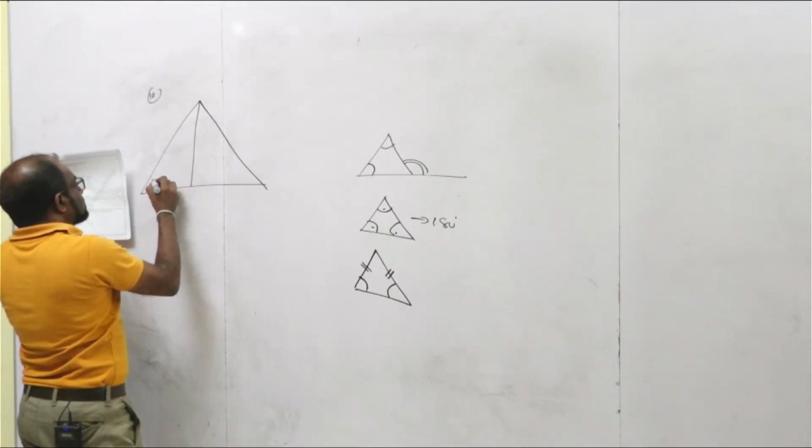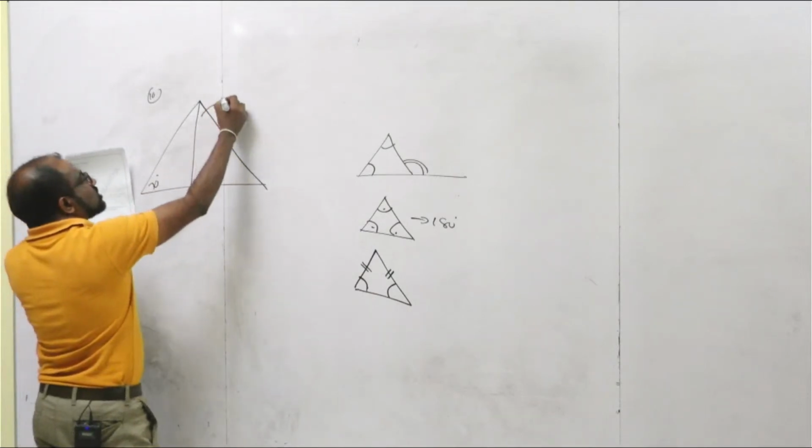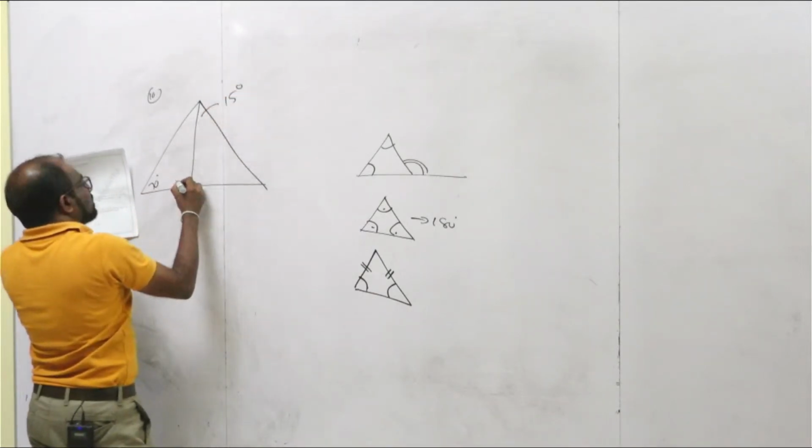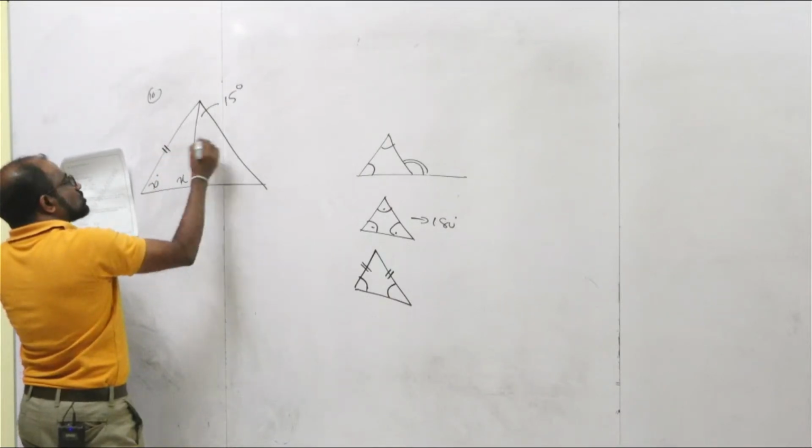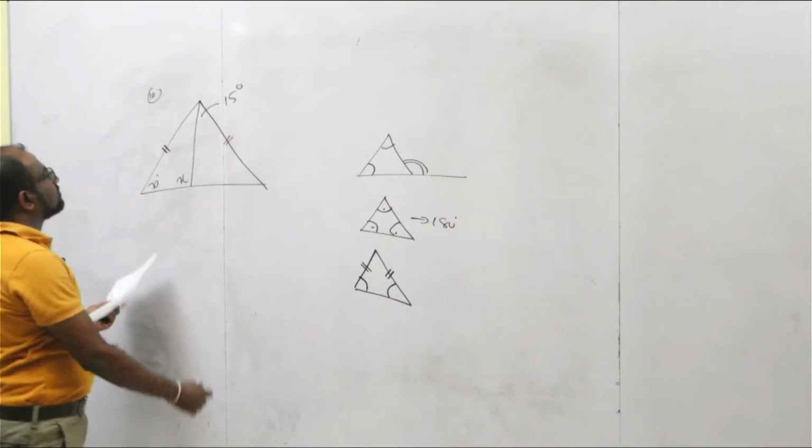This angle is 70 degrees, this one 15 degrees, x, then these two sides are equal, right?